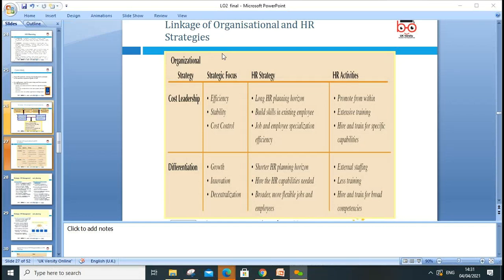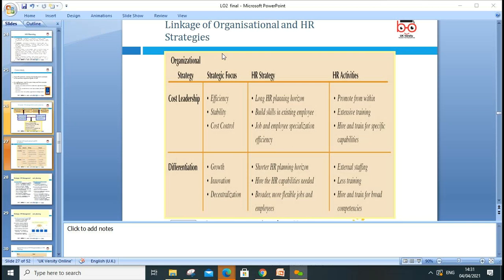So normally from an HR perspective, we can use different strategies. One is called cost leadership. If we have a company overall strategy, our HR strategy should be matched. If we have a cost leadership organization strategy, we need efficiency, stability, and cost control. Our HR strategy then has a long HR planning horizon. We need to develop the skills of existing employees, with job and employee specialization for efficiency. We need to promote from within our organization.